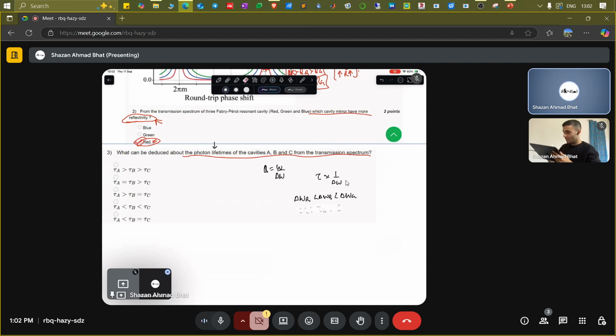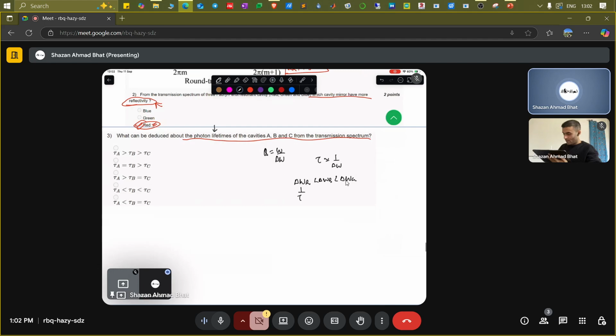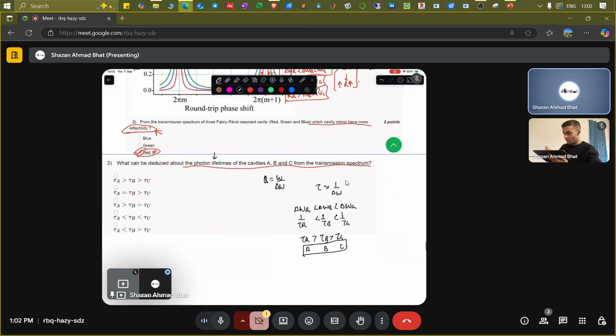Oh, no, let's try it. That means this is 1 over tau red, this is 1 over tau blue, this is 1 over tau green. If you just flip it, you get tau R greater than tau B greater than tau G. I guess this is A, this is B, this is C as per the notations. So the answer of this question should be, I guess we have done it in the opposite sense.